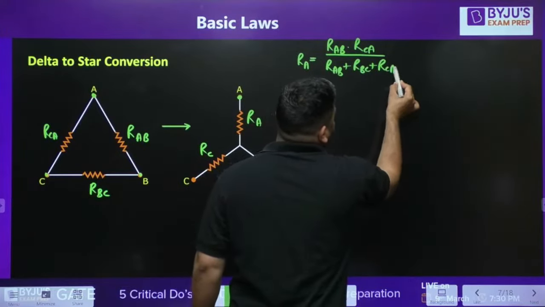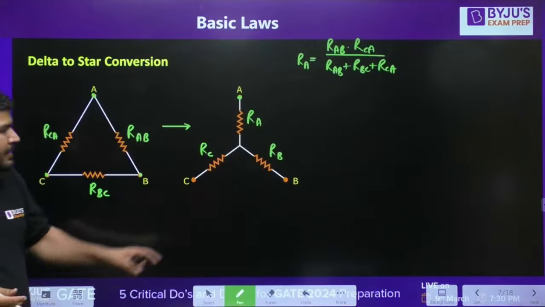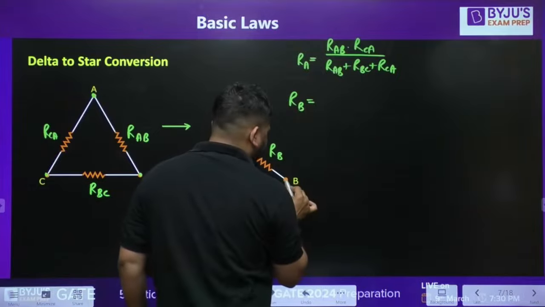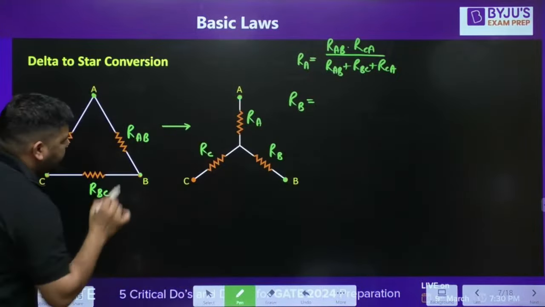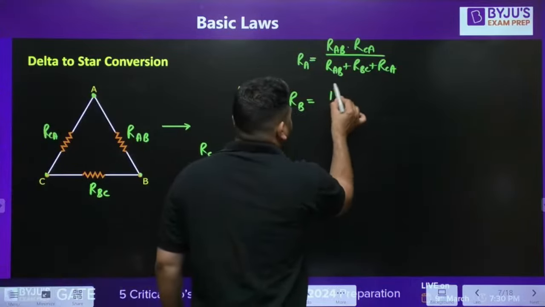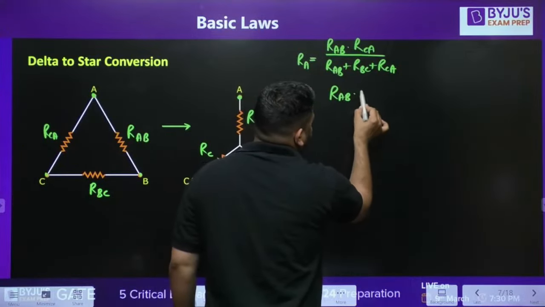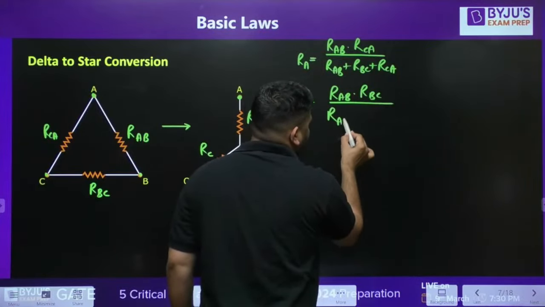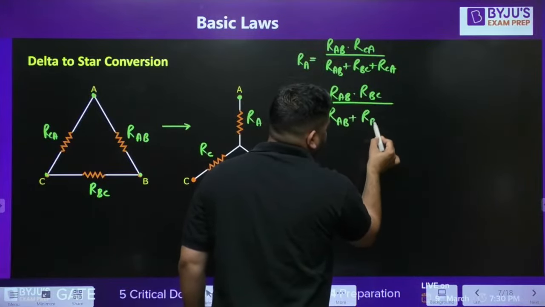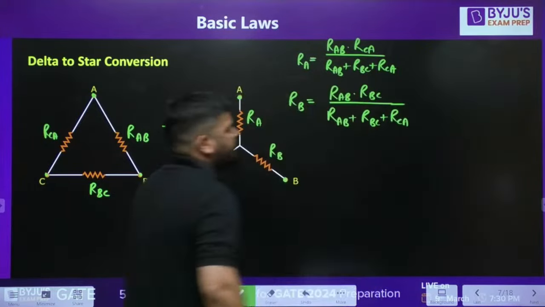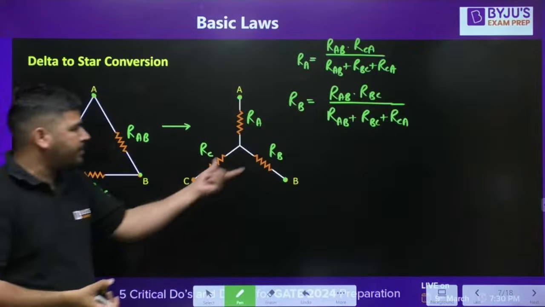So you can easily remember this. Similarly, let's say you want to calculate RB. RB is connected at point B, and at point B in this circuit there are two resistances, RAB and RBC. So it will be RAB into RBC divided by the sum of the three resistances, RAB plus RBC plus RCA. I hope it is clear. Tell me, guys. So we have calculated RB.